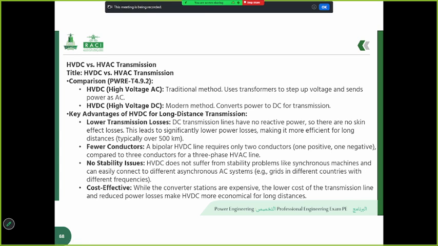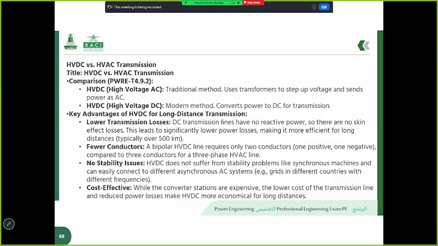We have high voltage AC transmission as well. HVAC is the traditional method used for over a century, relying on transformers to step up voltage for transmission and step it down for distribution. While it's a well-established technology with a robust infrastructure, it has significant drawbacks for long distance. A major issue is high transmission losses due to reactive power from the inductance and capacitance, and the skin effect, which causes current to travel on the outer surface of conductors, reducing the effective area.